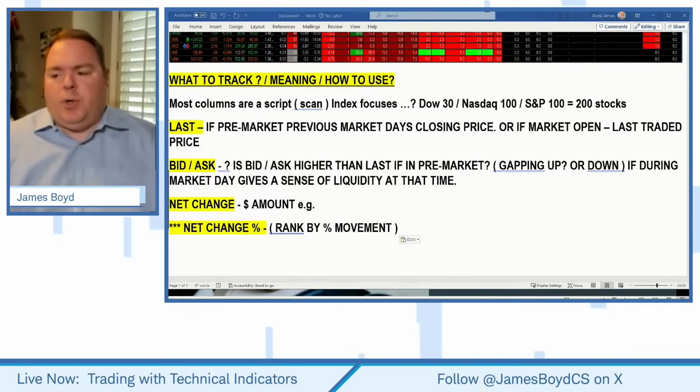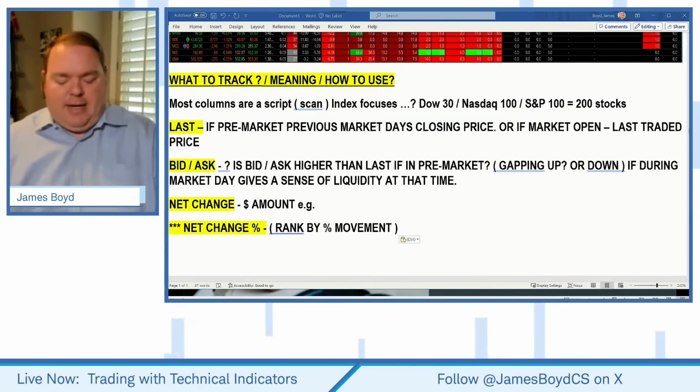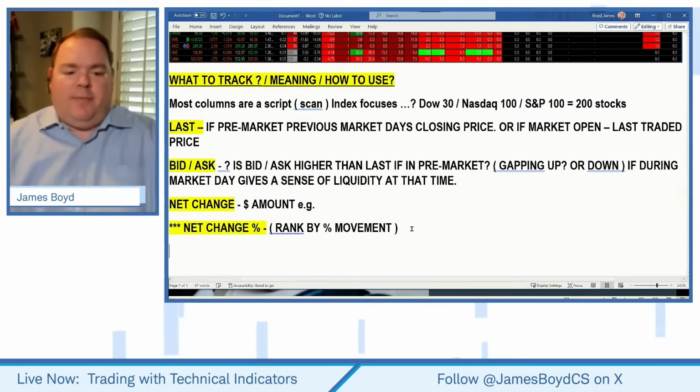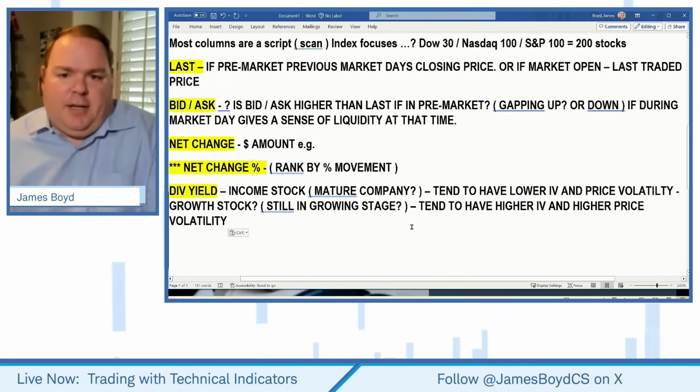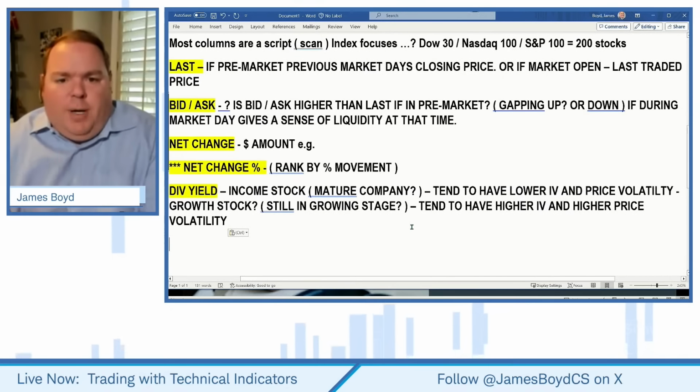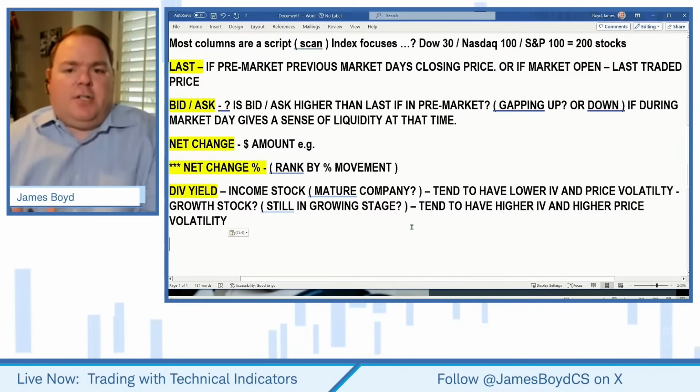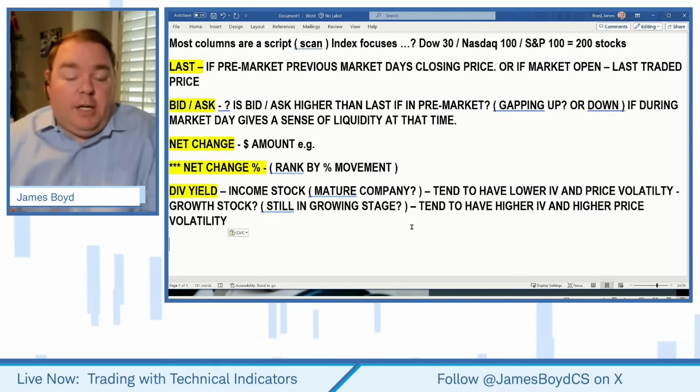Now, just real quickly, I said this is kind of the technical analysis, but there are some investors who, for example, like dividend yields. When we look at the column of dividend yield, it tells us something about what type of company we're looking at.